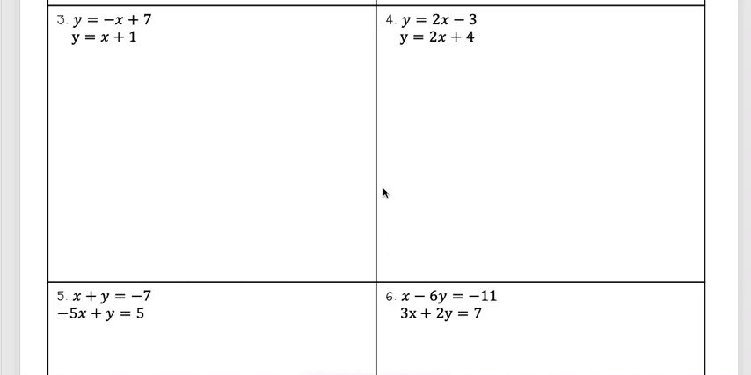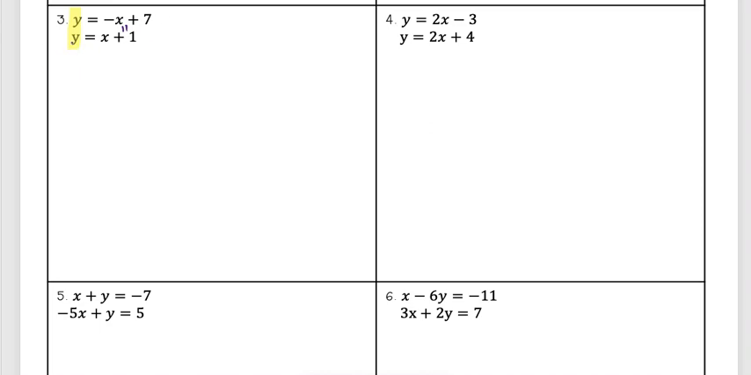Now for this example, I actually have y already solved for both equations. And so these ones are actually going to be really nice. They're not as much work as the previous one. So when I have them both already solved for y, since x plus 1 equals y and negative x plus 7 also equals y, that means that these two expressions are actually just equal to each other.